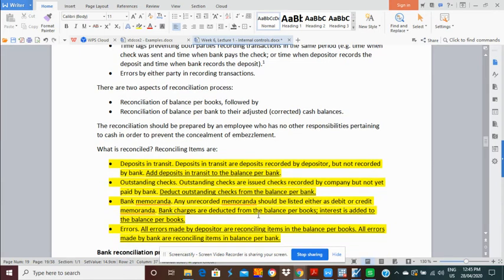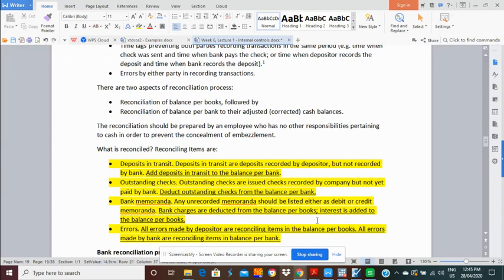Bank memoranda. Any unrecorded memoranda should be listed as debit or credit. So bank charges have already been made by the bank, but you have not recorded them. So therefore, they will be deducted from the balance per books. And interest that you already earned and the bank recorded, but you did not record it yet. So therefore, you will add this interest to the balance per books.